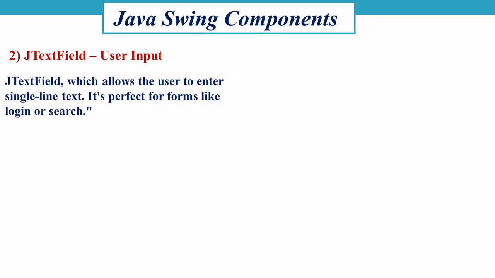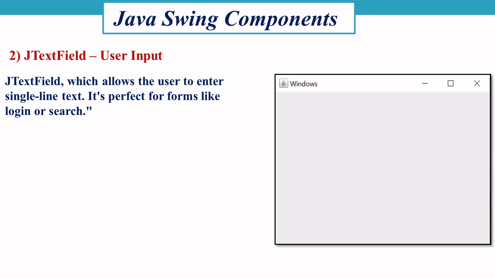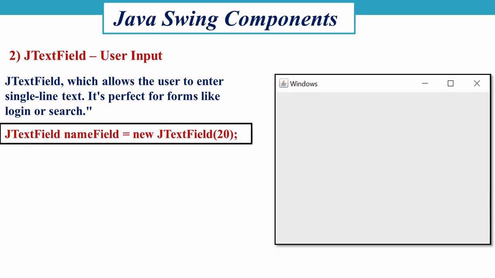It allows the user to enter single line text. It's perfect for forms like login or search. For creating its object, we use the JTextField class and create its object, and then add this text field component into JFrame, and also we set its position using setBounds.